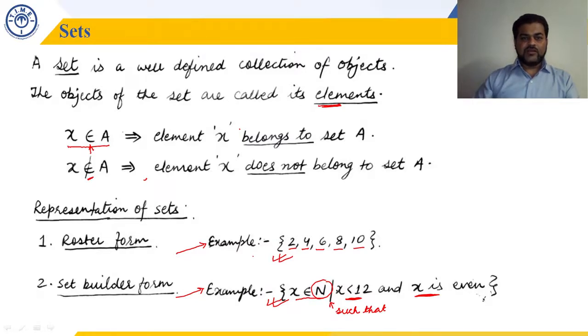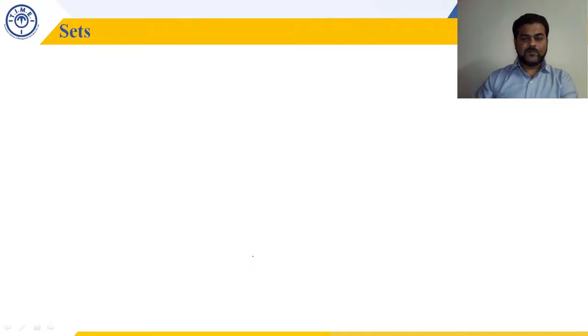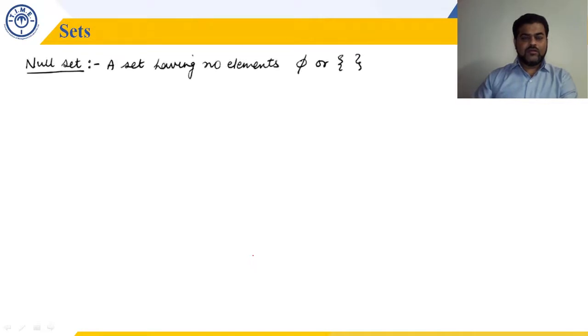Fine, let us move ahead. We are looking at a few types of sets. We have something called null set. Null set is nothing but an empty set. A set which has no elements is called a null set.